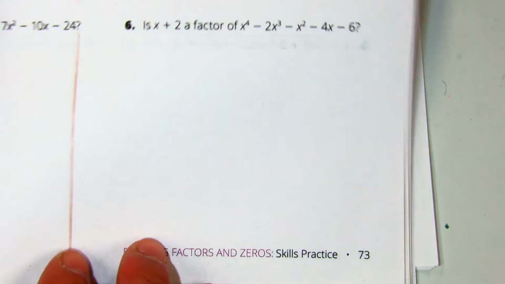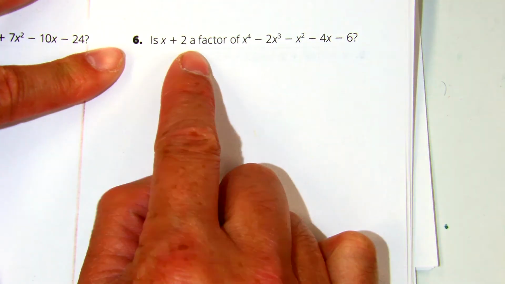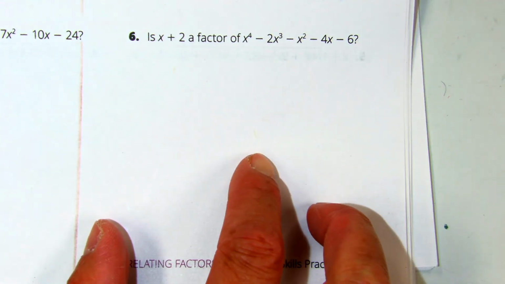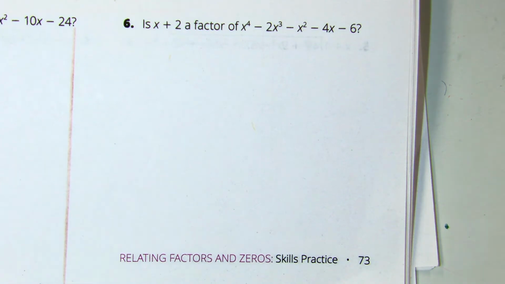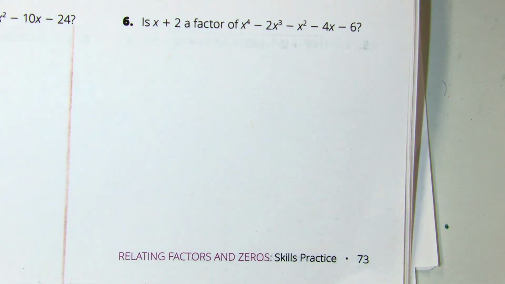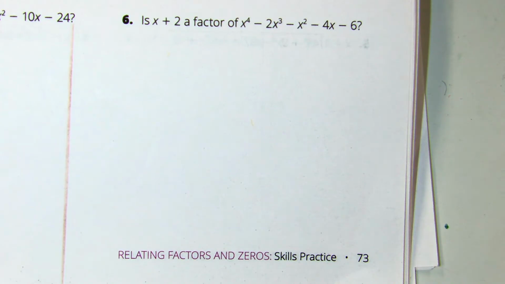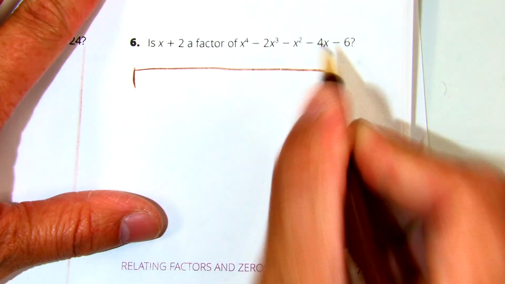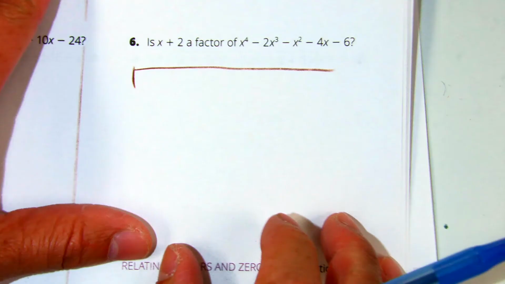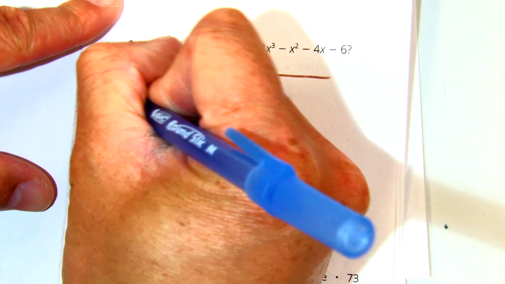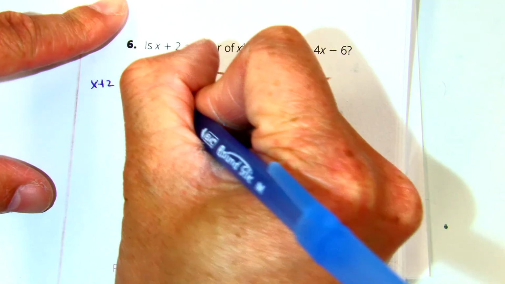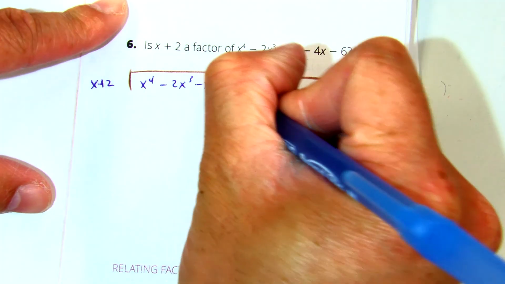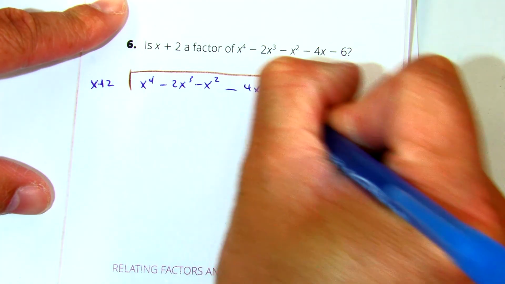Alright, so we need to figure out, is x plus 2 a factor of this? And we've been doing long division, so let's do it. X plus 2 goes on the outside. X to the fourth minus 2x to the third minus x squared minus 4x minus 6.